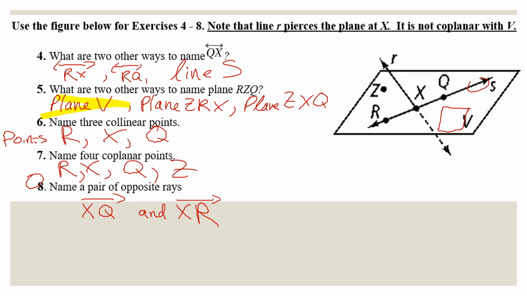Number 8, name a pair of opposite rays. You could technically, well, actually you cannot because we don't have any other letters here to name those rays. So the only options that you have are the ones that are given. So we have XQ and XR. XQ is one ray, it goes that way. XR goes the other, and they share the same endpoint there. So that is our opposite rays.